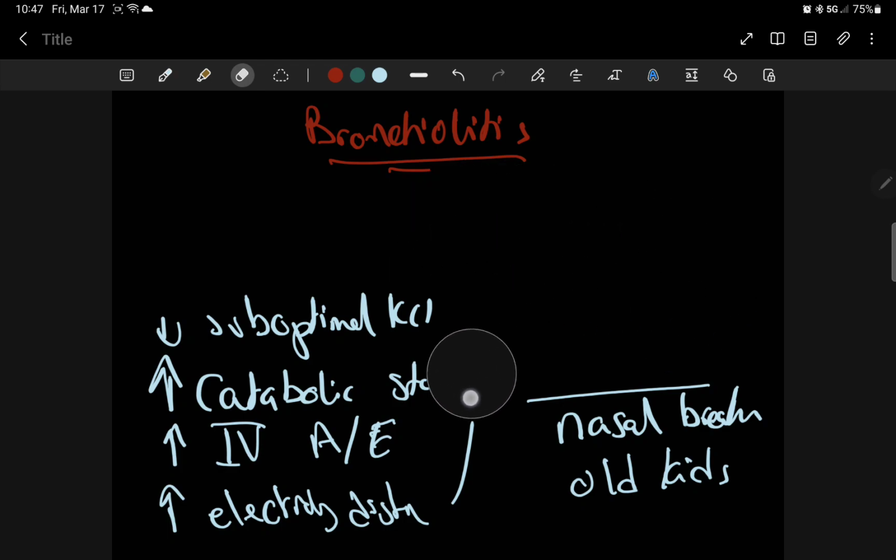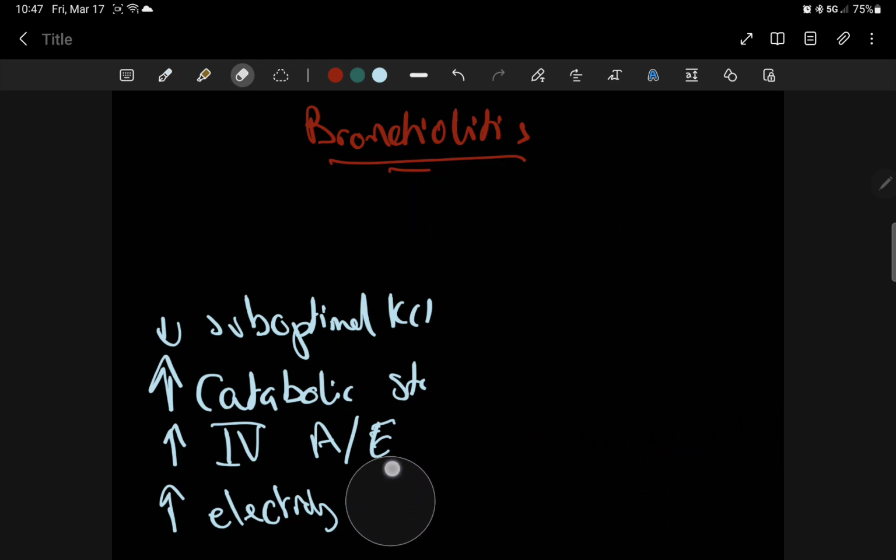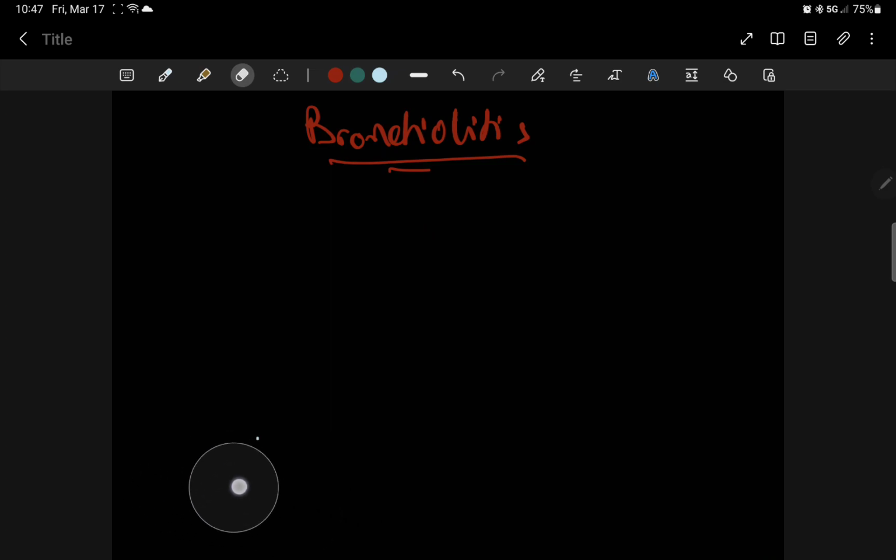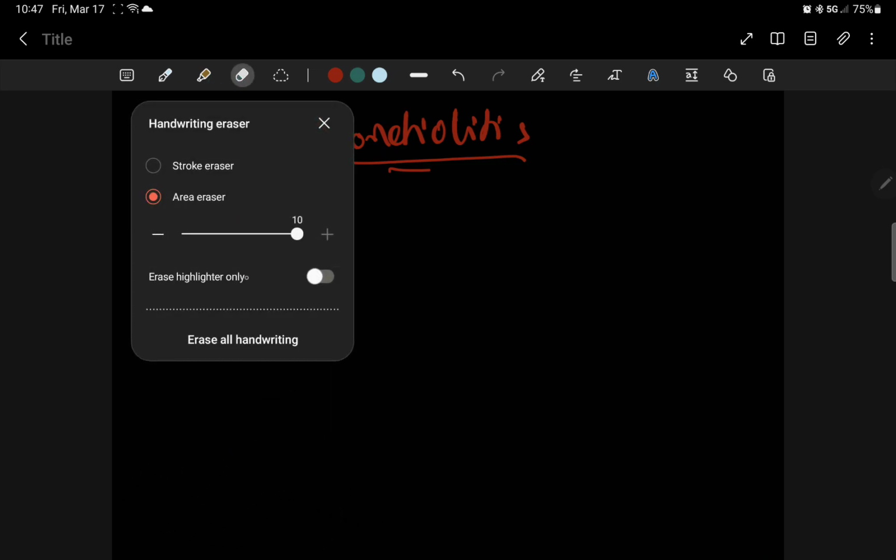Then we'll talk about the, let me erase this. I need to find a more efficient way to erase this board. I can use this actually.